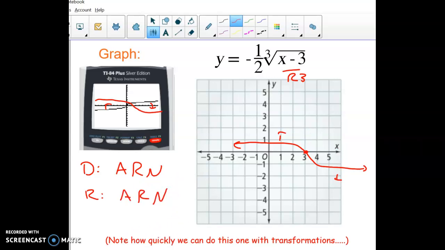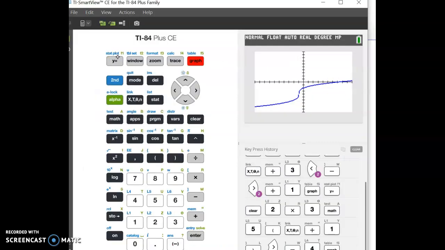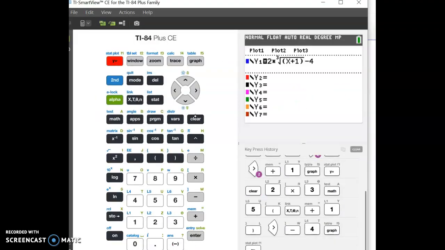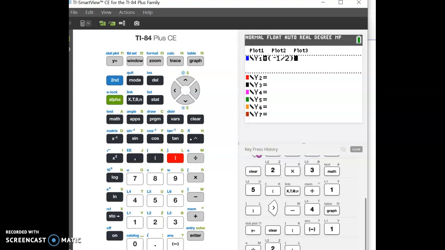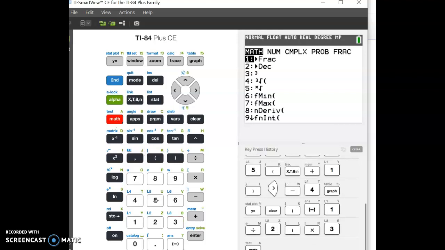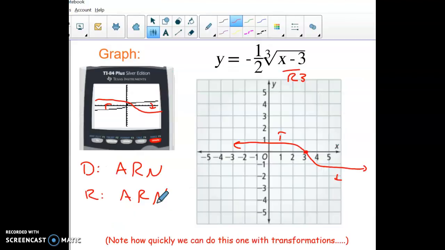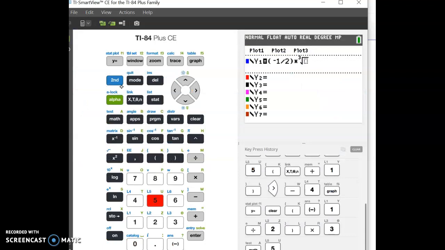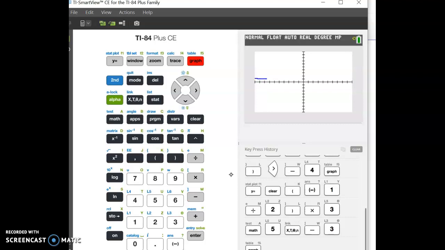All right, if you want to see it on the calculator one more time, you just go in here, make sure you do a fraction in parentheses, so negative 1 divided by 2, then the cube root symbol, so I have to do times 3, MATH, x root, and then x minus 3. Then I'm going to hit graph. We should see what we expect. Again, it's a little bit flatter than I could draw, but that's roughly what it looks like.